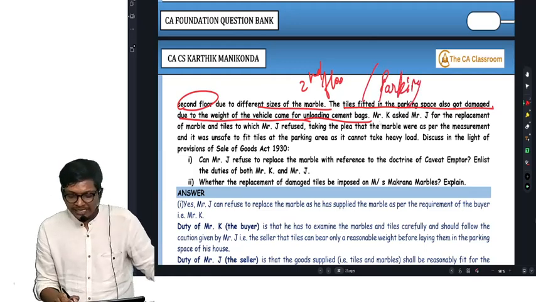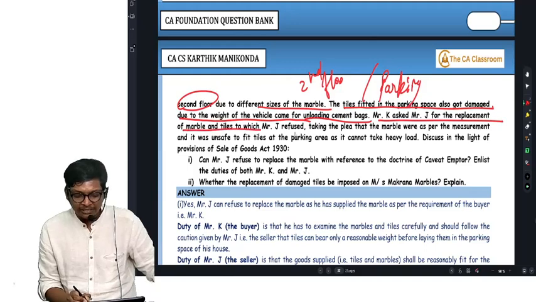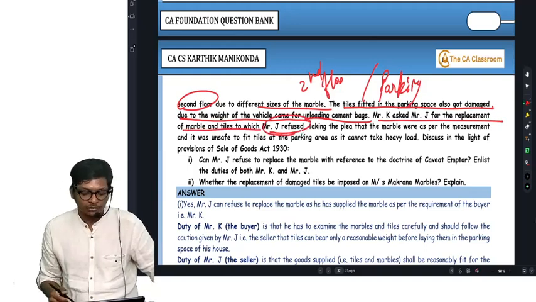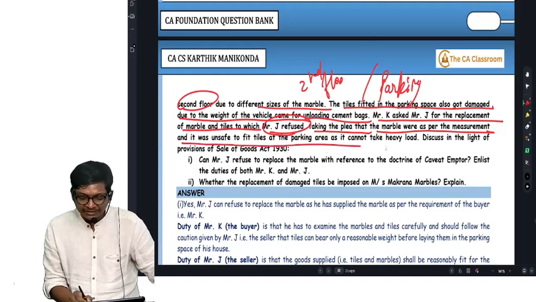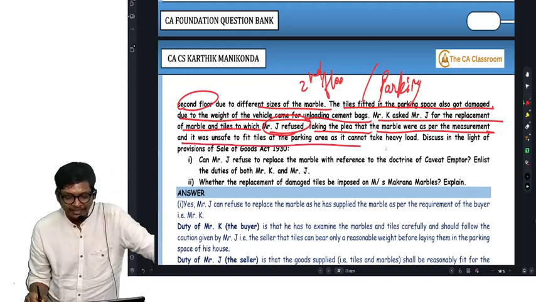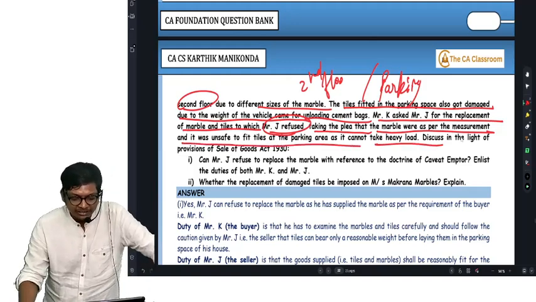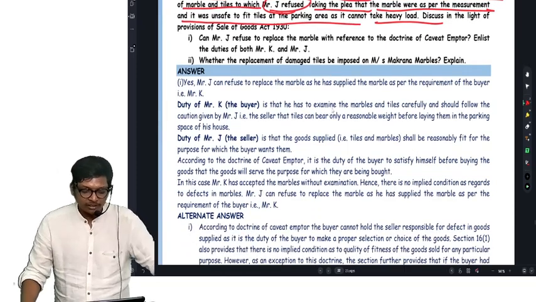Okay. K asked J for replacement of the marble and tiles, for which J refused. He said he cannot give it, taking the plea that the marbles were as per the measurement and that it is unsafe to fit the tiles in the parking area, as it cannot take heavy load. Discuss in provisions. Okay, first, what is he saying?